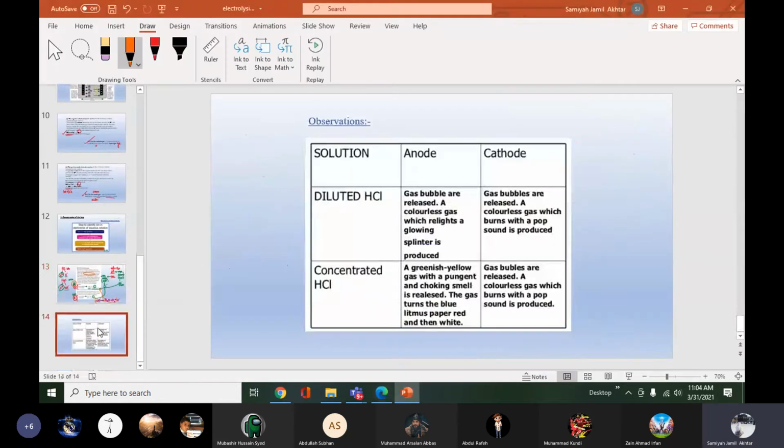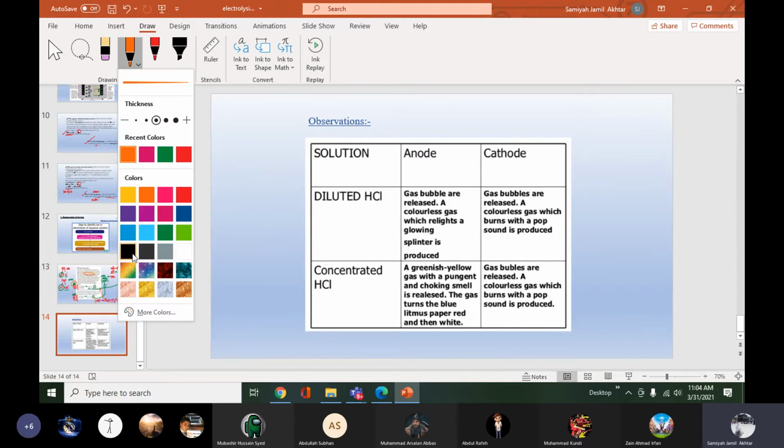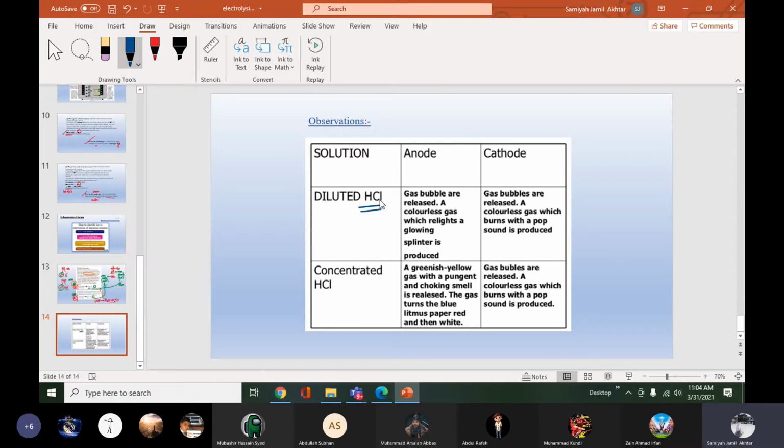On this slide I wrote all the tests. This is the test for dilute HCl. When we electrolyze dilute HCl, then on the cathode we will get hydrogen gas, and at the anode we will get oxygen gas, as it is dilute. The oxygen gas test is that it relights a glowing splint, and the hydrogen gas test is that it burns with a pop sound.